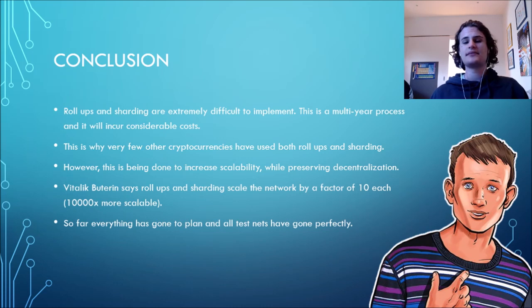Vitalik Buterin says himself that rollups will scale the network by a factor of 10, and then sharding will scale the network by another factor of 10, which is 10,000 times more scalable. That looks pretty great for the network. So, in conclusion, Ethereum 2.0 is coming out by 2023, and it's going to be one of the biggest upgrades to the network.